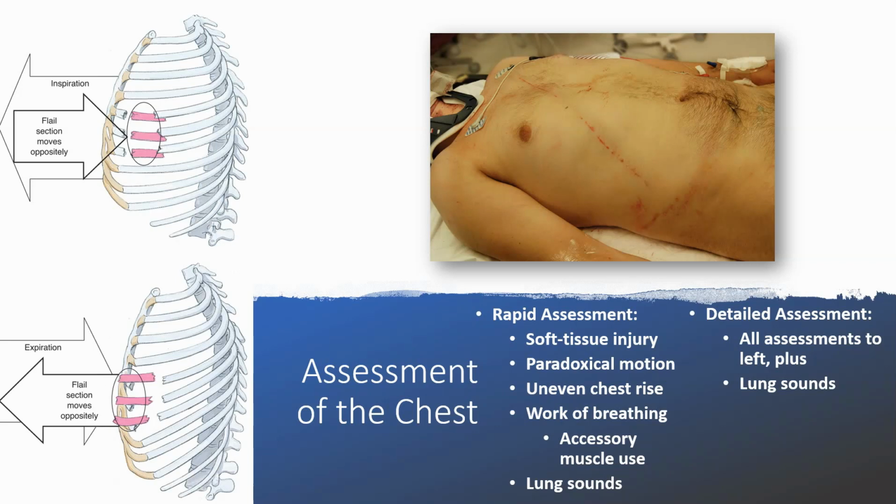Assessment of the chest, same thing, looking for very specifics, right? That paradoxical motion gives us a good indication that there could be a flail segment. Unilateral chest rise or uneven chest rise in general could be a big thing. Also looking at that overall work of breathing. And remember that lung sounds are going to be reserved really more for our detailed assessment or in some cases a focused assessment. But if we're doing a rapid trauma head to toe, lung sounds should not be included in that initial head to toe assessment.